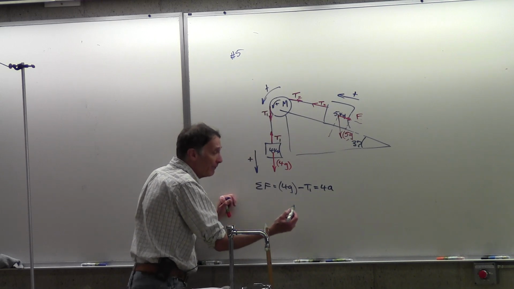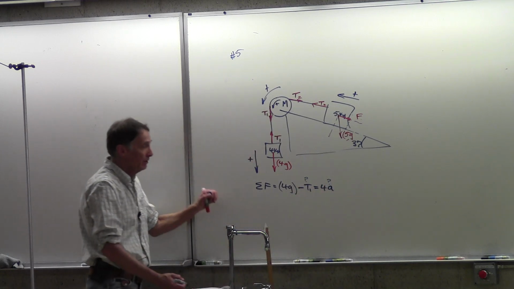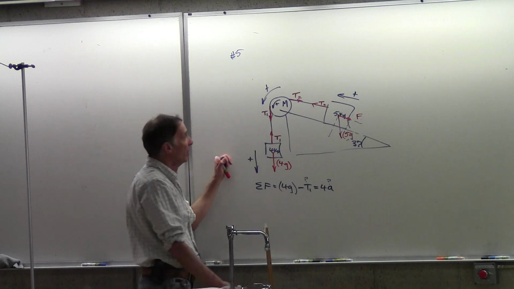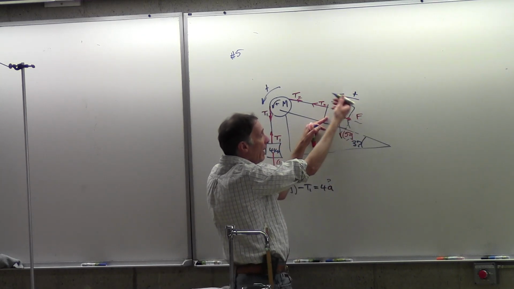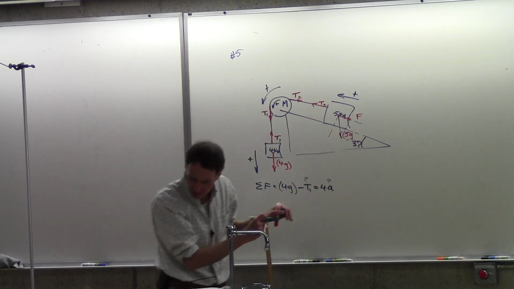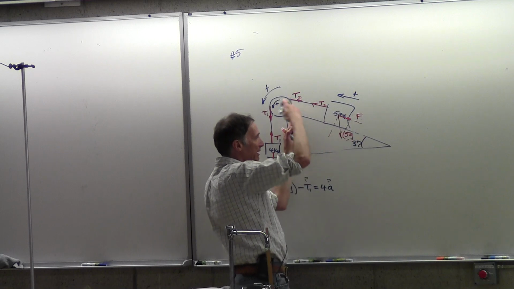Okay, now here I've got 2 unknowns. I don't know T1. I don't know T2. Okay, so that's 2 unknowns. Let's go over to this guy. I'm calling this way up. I'm assuming this is frictionless, I think. Okay, good. Got enough to deal with right now.